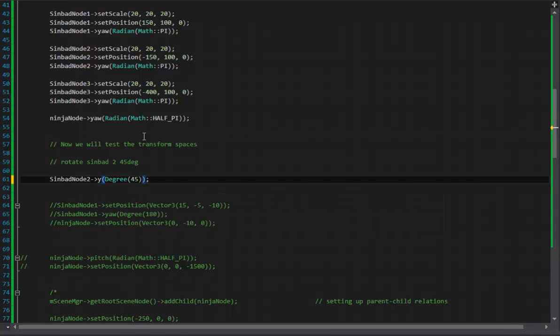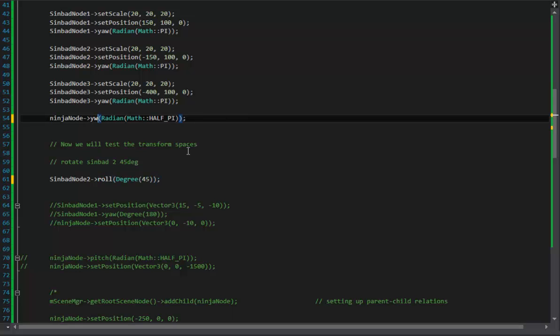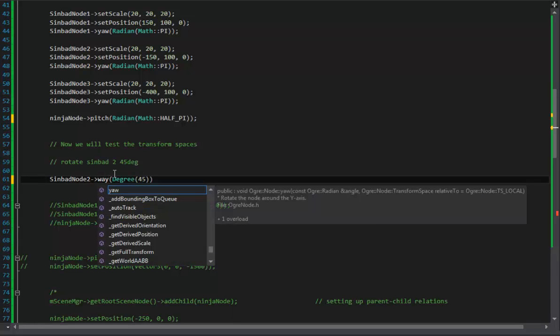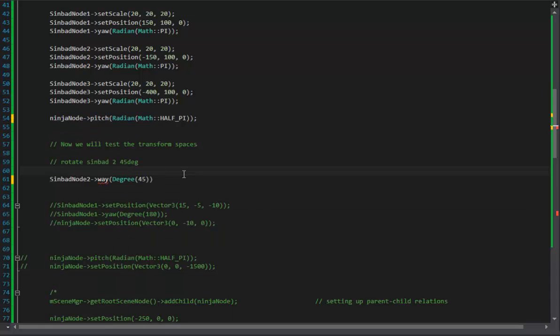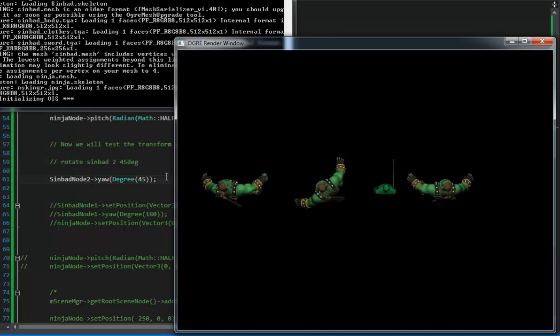Let's say I moved too many rotations. Rotation can tend to get tricky. So I want the pitch. What was it? Was it pitch? Or I want to change the roll. Yeah, I usually do this by trial and error. This is one or the other. There we go. Okay, so the Sinbad node is now looking 45 degrees to the left.